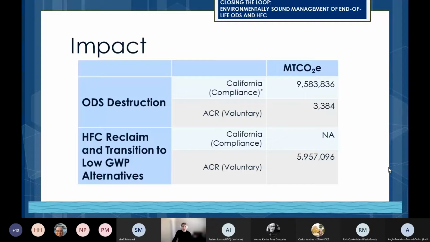In terms of the other HFC mitigation project types for the carbon market, ACR has issued almost 6 million metric tons for these activities. So the voluntary carbon market has been a strong driver for these other HFC mitigation activities in the time before they can be allowed as a destruction.